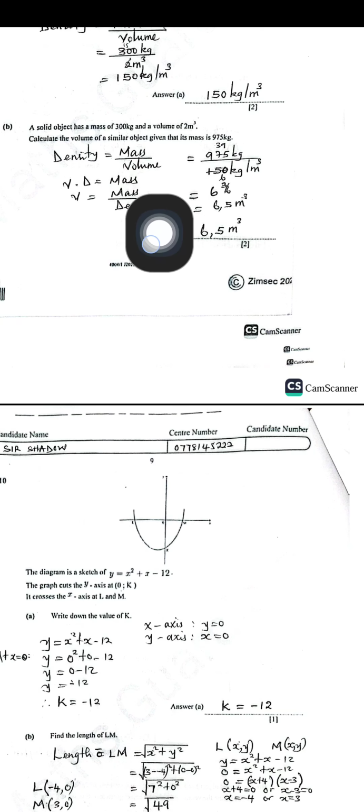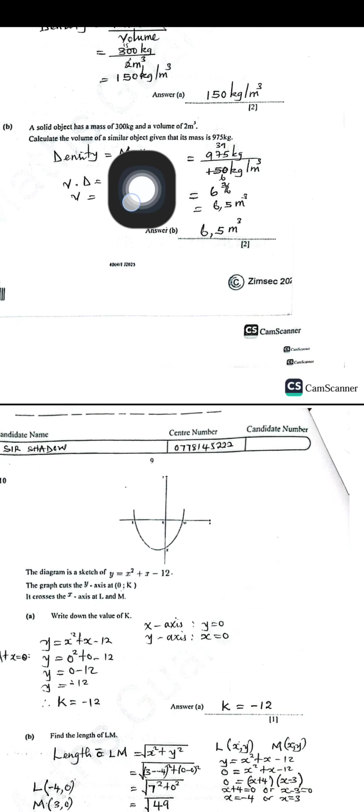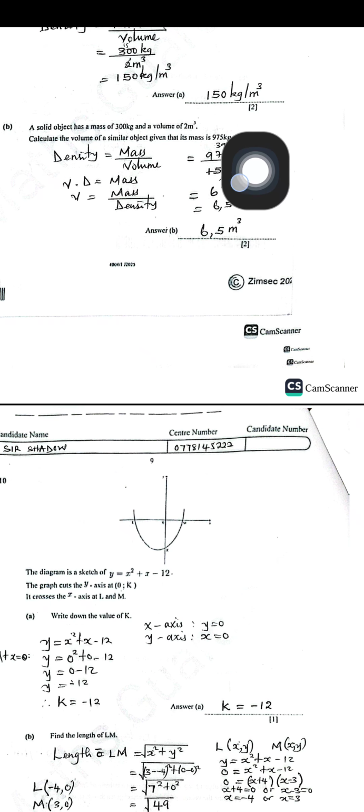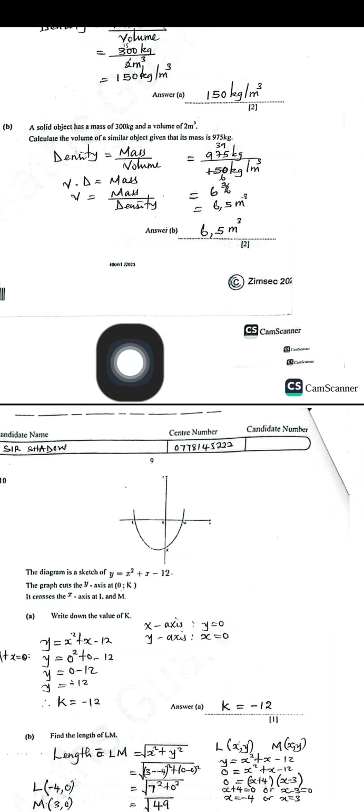Why? Because we are told that these two solid objects are similar. So now we get 975 divided by 150. I reduced these numbers by dividing the numerator and the denominator by 25, and I got 39 over 6. 6 into 39 is 6 wholes and 3 over 6, in other words 6 and a half, or 6.5. So the solution becomes 6.5 cubic meters because we're finding the volume. All right, let's move on to another question, which is question number 10.